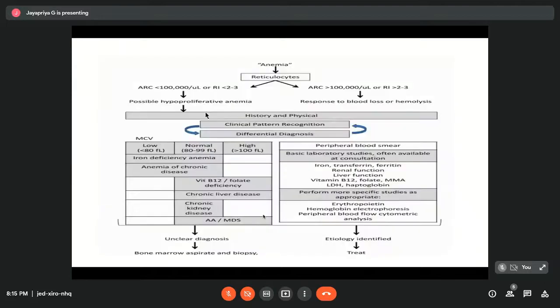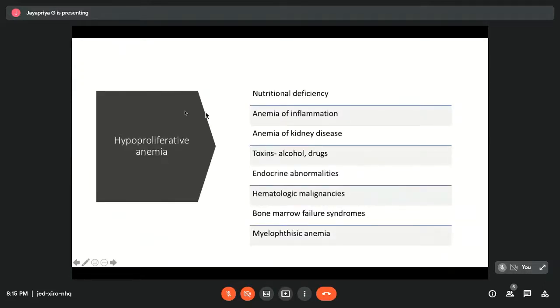So before we conclude about hypoproliferative anemia, as already said, anemia of inflammation is a hypoproliferative anemia. We diagnose hypoproliferative anemia by testing for the reticulocyte index. When the reticulocyte production index is less than 2, it indicates that it is a hypoproliferative anemia.